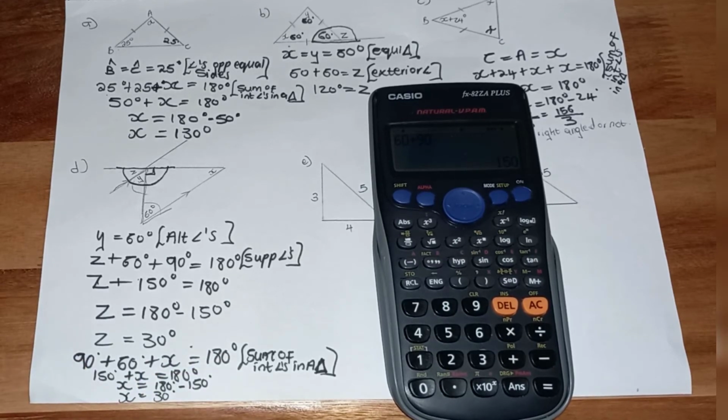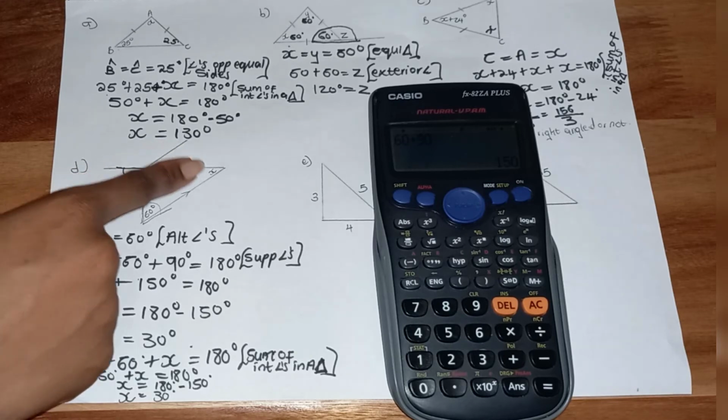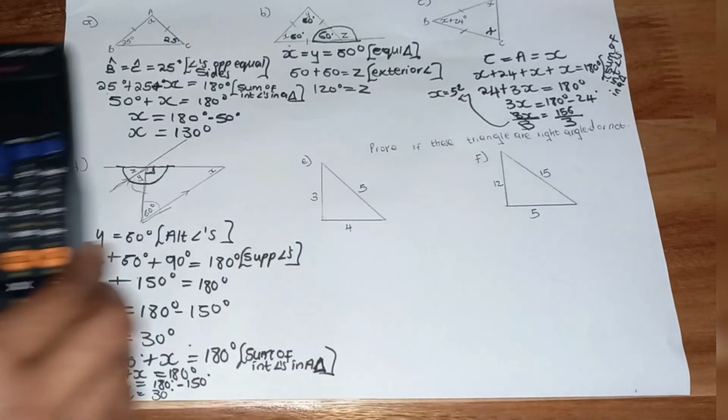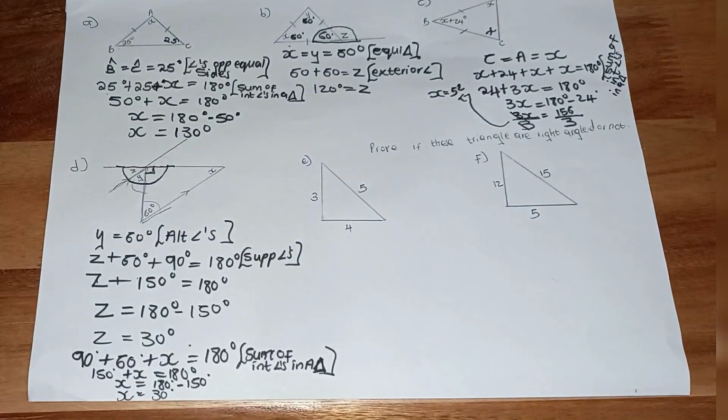I really hope that you understand that. So we have solved for all our variables. So you can see that angle Z equals to 30 degrees, angle Y equals to 60 degrees, and then angle X equals to 30 degrees. So now let's move on to letter E.